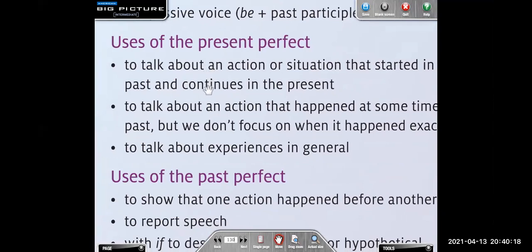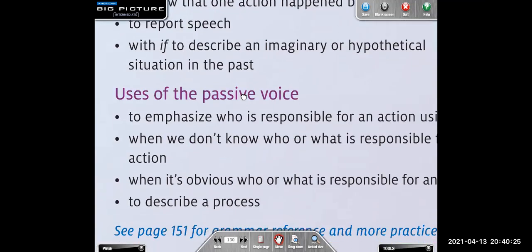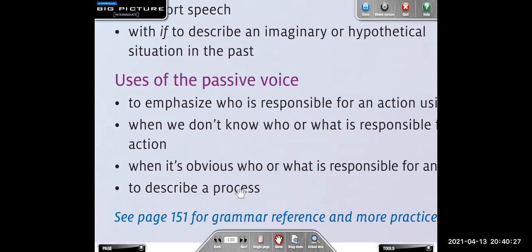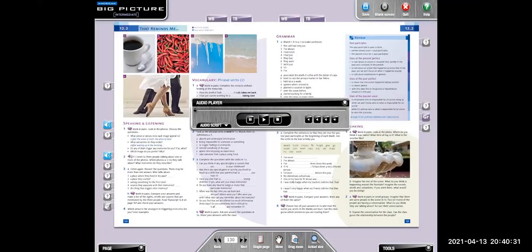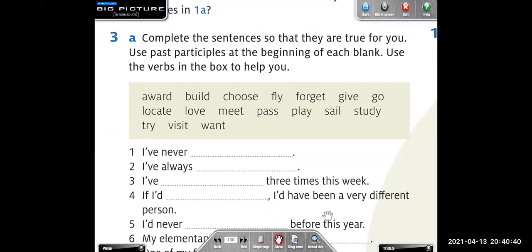And here we have all the uses of the present perfect that I mentioned before, the uses of the past perfect that I mentioned, and the uses of the passive voice that I mentioned before. Okay? So let's see. We are going to complete this exercise, number 3, to practice a little bit the participles. Okay?